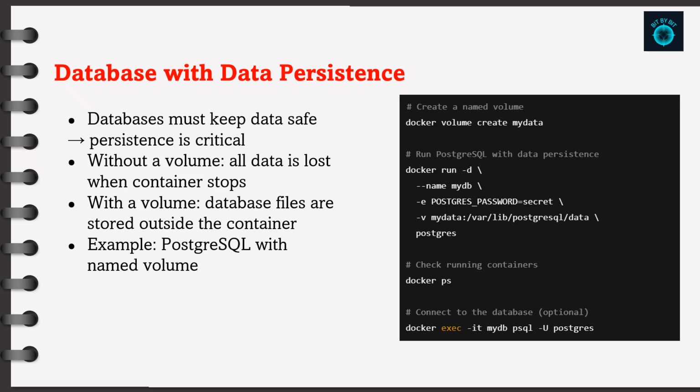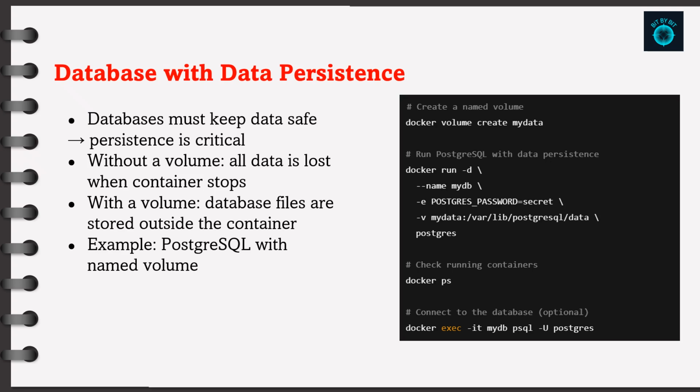Here is an example for PostgreSQL. Here -d means run in detached mode in the background. --name mydb gives the container the name mydb. -e POSTGRES_PASSWORD=secret sets the database password to secret. -v mydata:/var/lib/postgresql/data attaches the volume mydata to the database's data folder. And postgres is the image we are running. With this setup, the database will keep its data safe in the volume mydata, even if the container is removed.